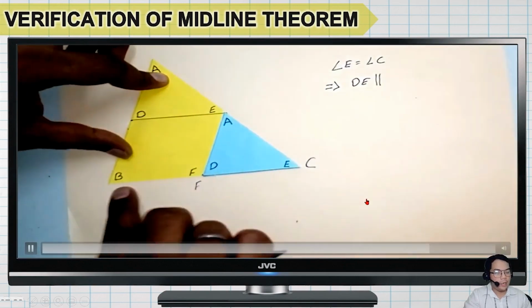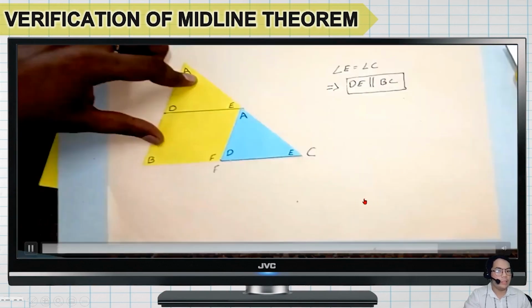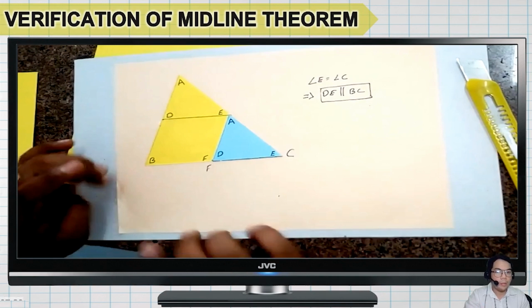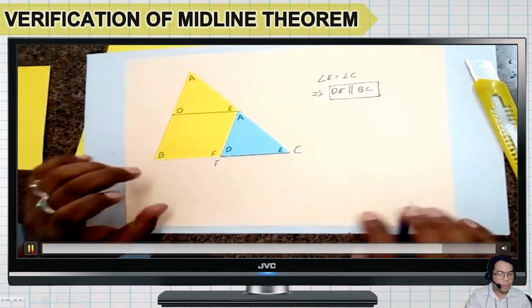side D or line segment DE is parallel to line segment BC, which is the third side of the triangle. So, na-confirm na natin yung unang concept ng midline theorem. So, upon having the midline of the triangle, the midline will be parallel to the third side of the triangle. Then, aside from that, meron pang pangalawa.